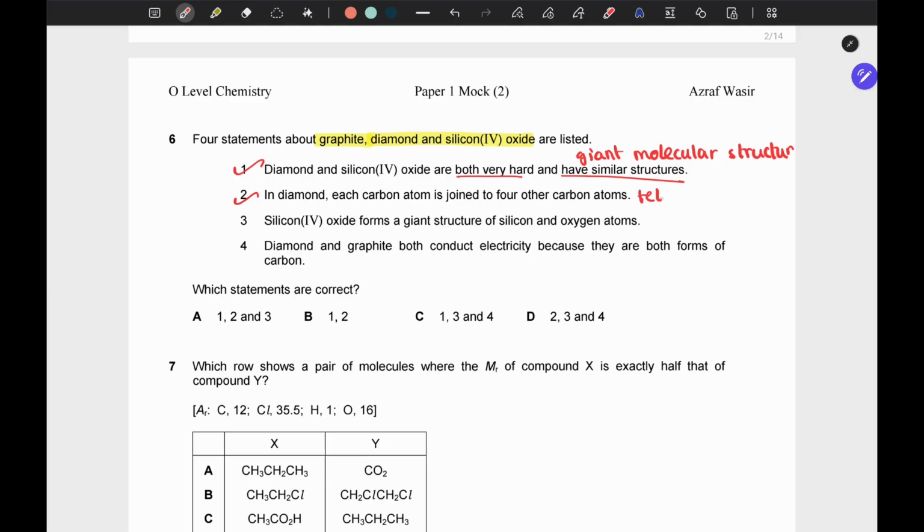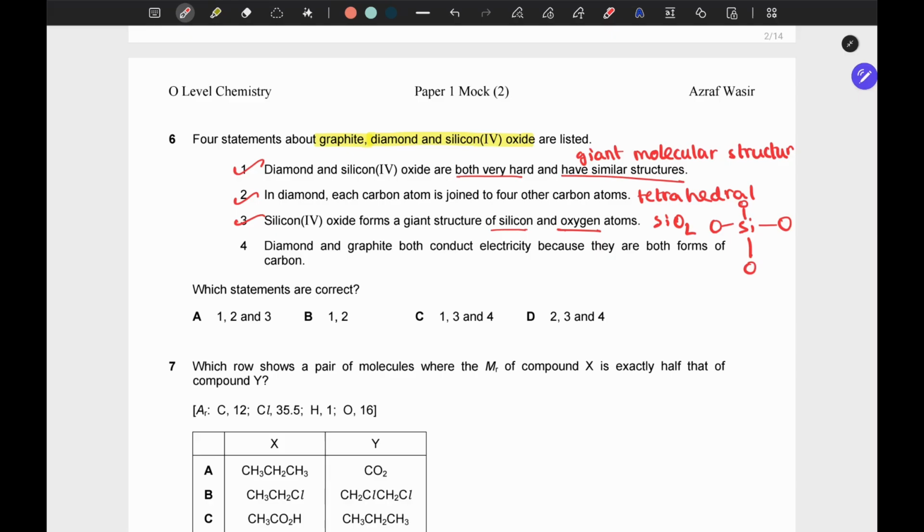This is also fine because diamond has a tetrahedral structure. In number 3, silicon oxide forms a giant structure of silicon and oxygen atoms. That is also true. Silicon oxide is SiO2. We have silicon bonded with oxygen in this structure, and there are more oxygens in this direction as well. So 3 is also fine.